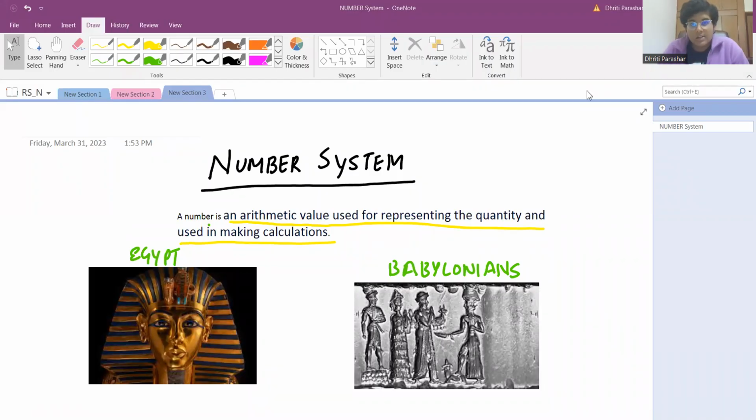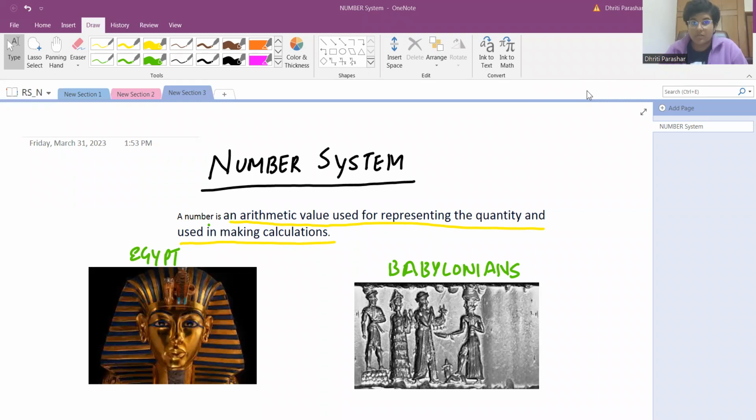Hello everyone. In this video, we'll be talking about a simple yet interesting topic, number system. When you type in Google, what is a number? This is the exact definition you receive. A number is an arithmetic value used for representing the quantity and used in making calculations. Simplifying that, basically all those 1, 2, 3, 4, 5, 17, 18, 19, all these are numbers, right?